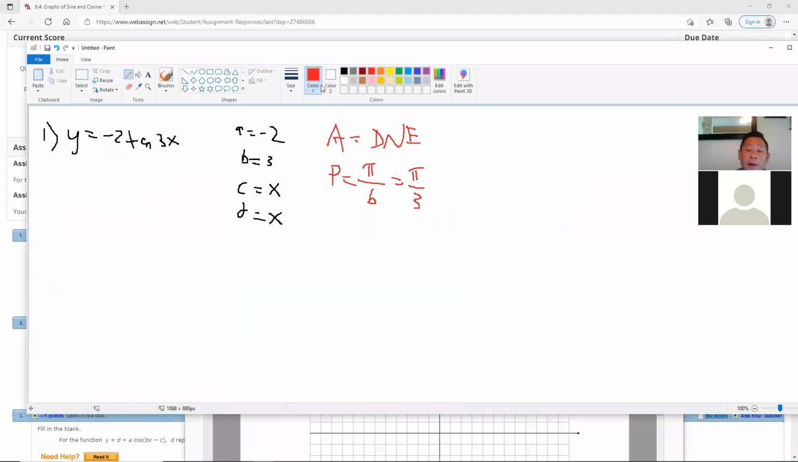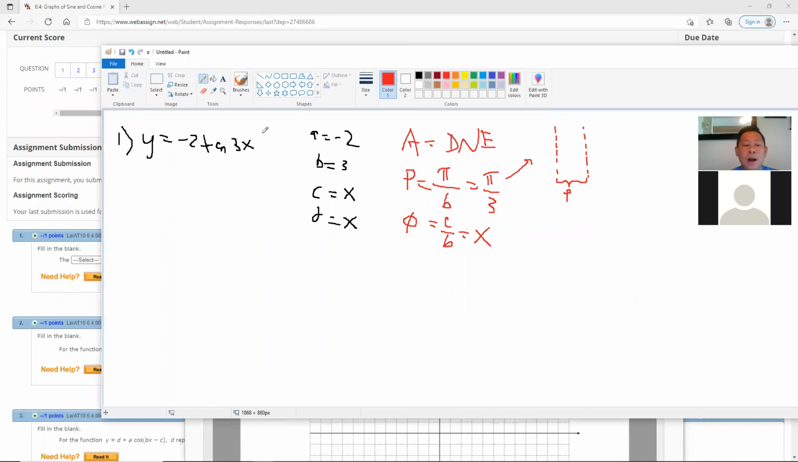Do not forget that the period for tangent and cotangent is based on your vertical asymptotes. That means the two vertical asymptotes here, that's your period. From here to here, the period is pi over 3. Phase shift, we still use the same formula, C over B. Since we don't have a C, we don't have a phase shift. Again, phase shift means you move your tangent graph left or right based on the C. You will do an example with a phase shift in this case.